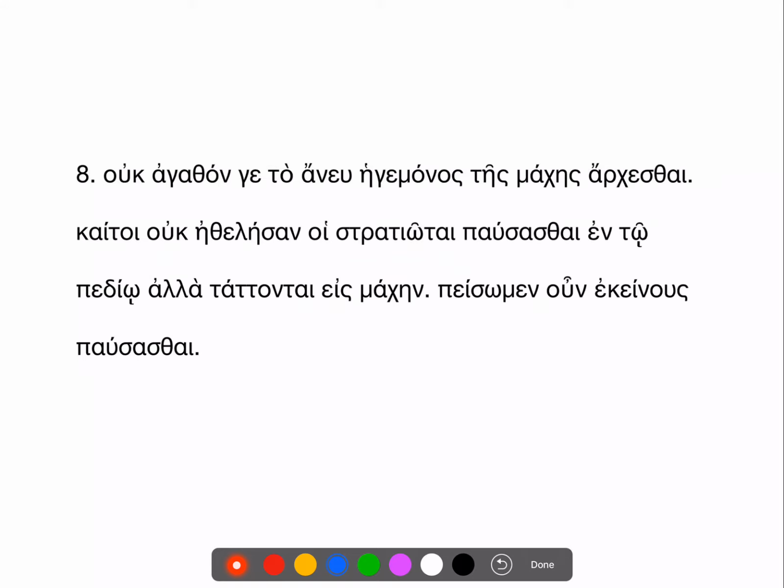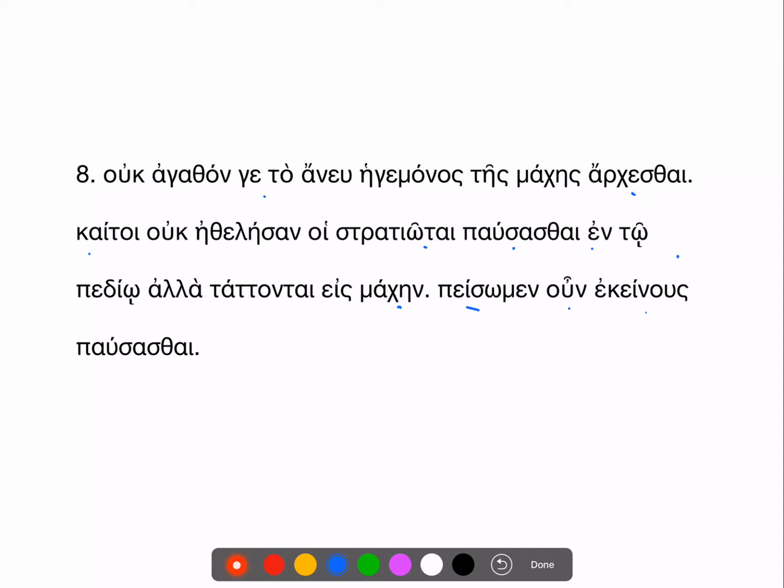Here's a long one. All right, this is number 8 from the exercises. Ouk agathon ge to aneu hegemonos tes maches archesthai. Kai toi ouk ethelesan hoi stratiotai pausesthai en toi pedioi, alla tattontai eis machen, peisomen ekeinous pausasthai. All right.